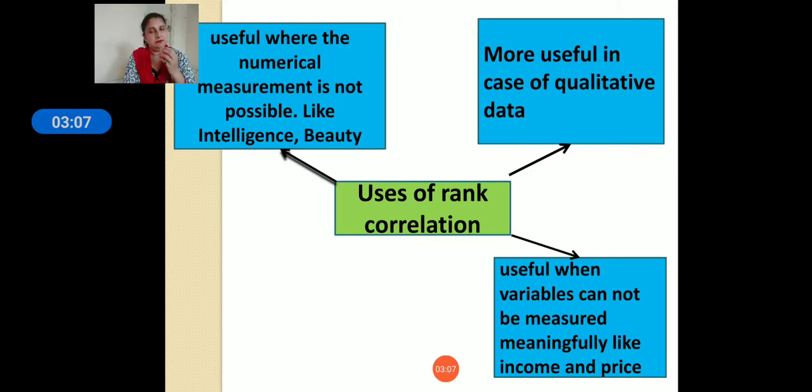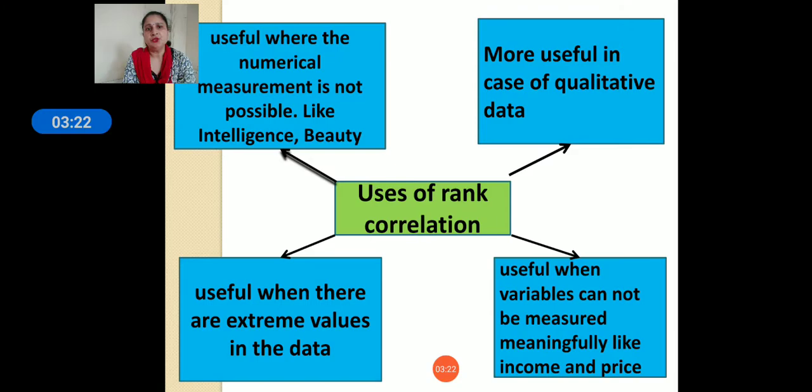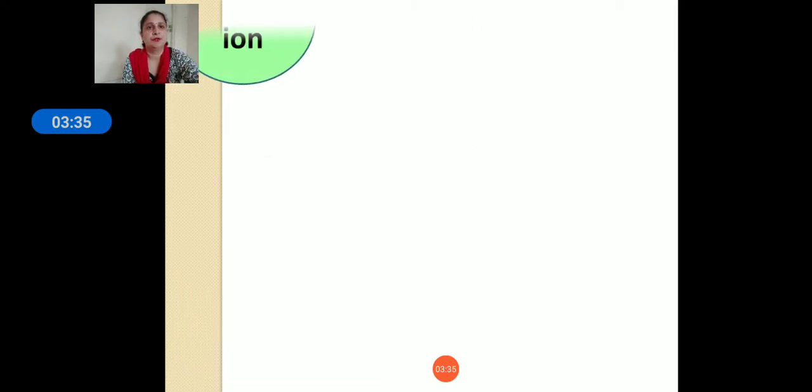And as I have discussed earlier, it is useful when it is impossible to draw any meaningful result, like price and income. Though these two are related, directly there is no relationship, so it becomes impossible to draw a meaningful result. It is also useful when there are extreme values in the given set of data. Extreme means either very large or very small. Whenever such conditions exist, your rank correlation becomes useful.